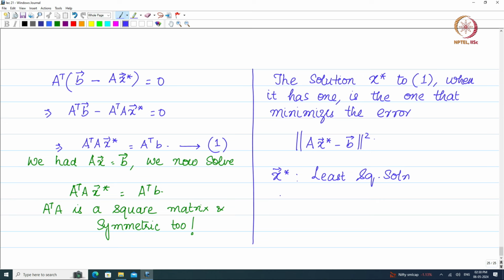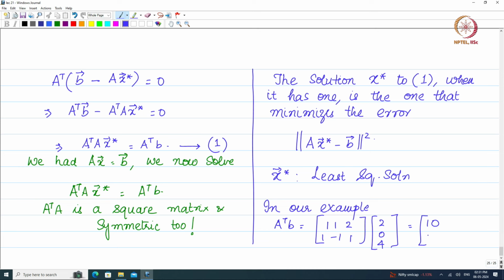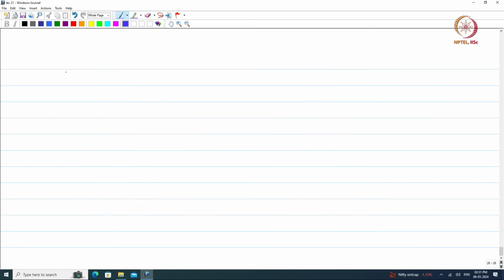And in the example that we took, we have A transpose B equal to [1 1 2; 1 -1 4; 1 -1 1] into [2 0 4]. This is A transpose B, which is equal to 2 plus 0 plus 8, which is 10, and then 2 plus 0 plus 4, which is 6. So A transpose B is [10 6]. We have A transpose A, which is [1 1 2; 1 -1 1] into its transpose.